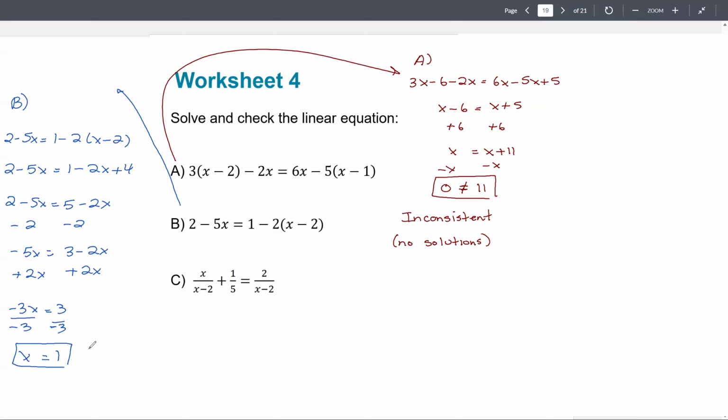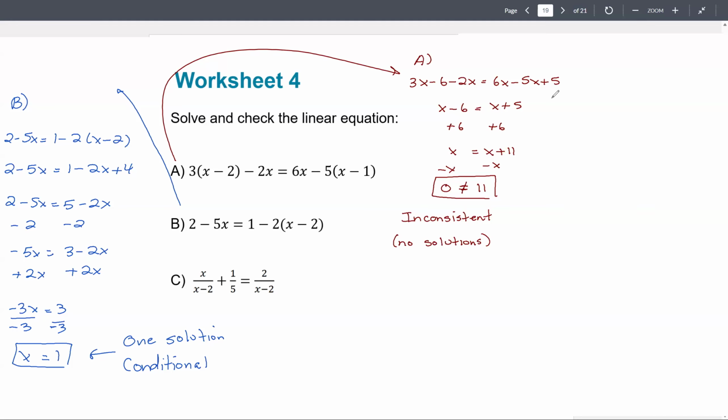So this is going to be consistent. We have one solution, which means that we have, or not consistent, I'm sorry, we have a conditional. It says consistent, but it's going to be conditional. So that's an equation that works sometimes.